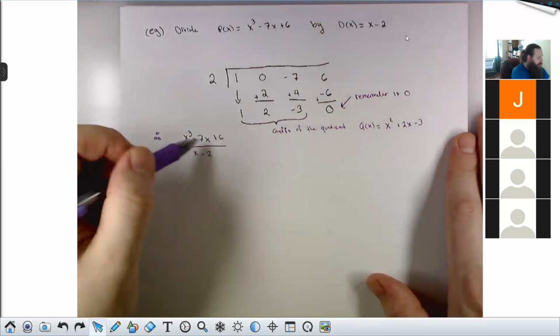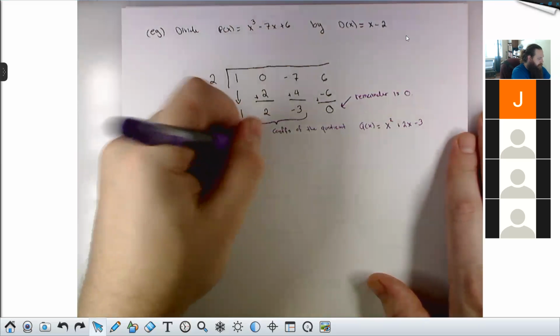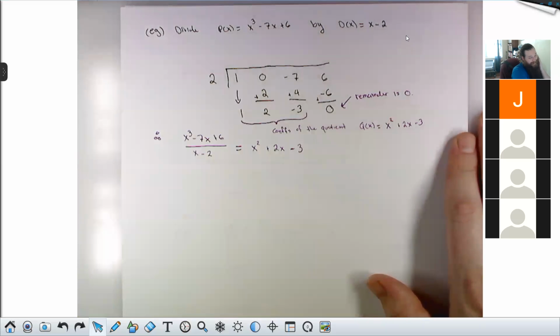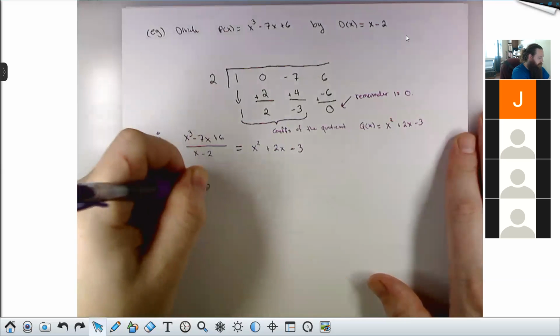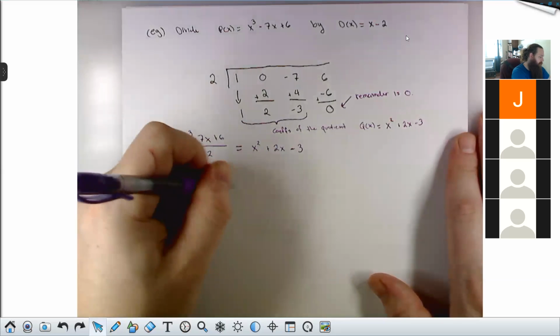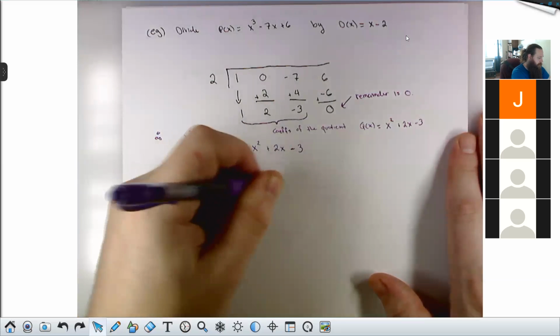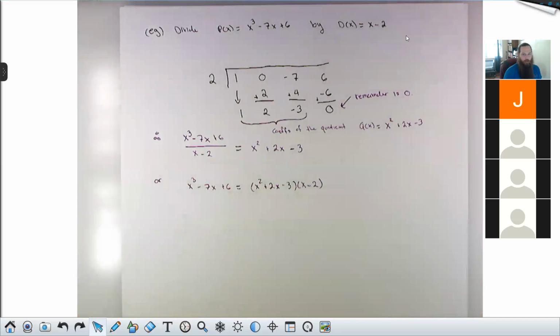So in other words, x cubed minus 7x plus 6 divided by x minus 2 is x squared plus 2x minus 3. And we could write this the other way as x cubed minus 7x plus 6 is equal to x squared plus 2x minus 3 times x minus 2. And you see what we've done here? We've started factoring. If I wanted to continue factoring, I could.